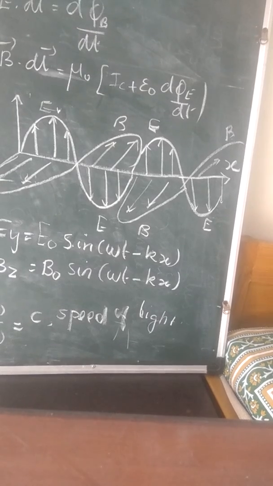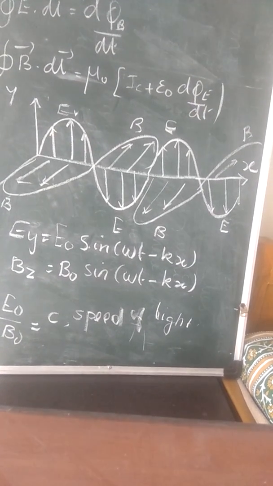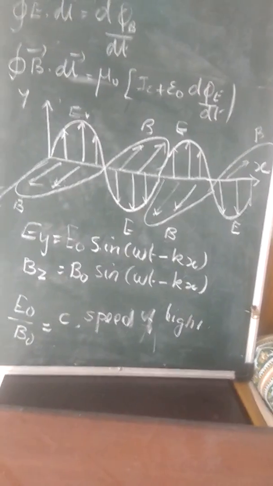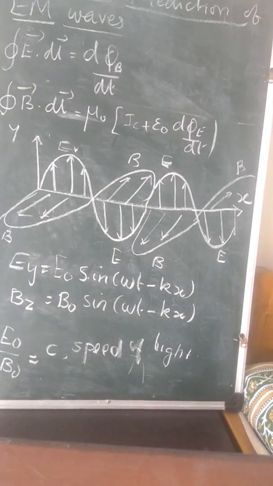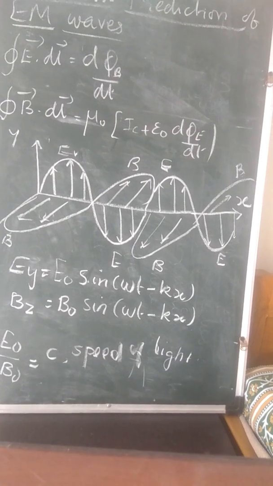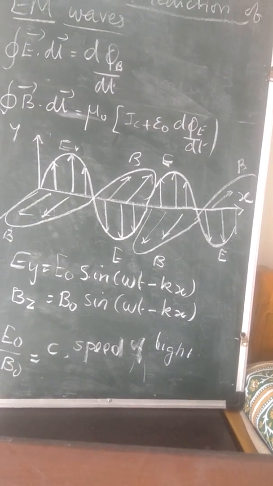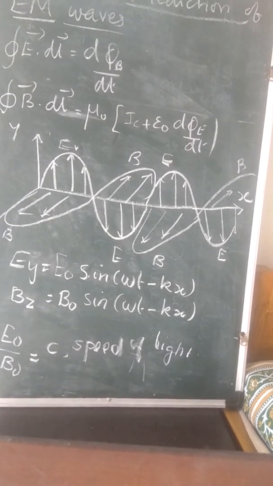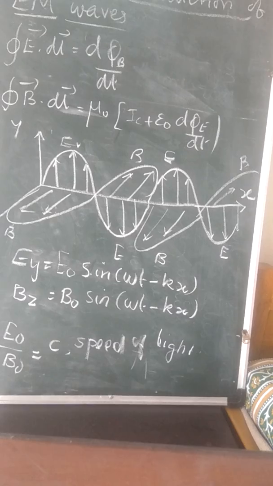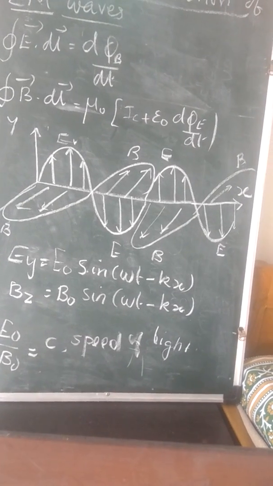You can see the diagram below. Usually when we draw the wave, what do we do? We draw only one wave, only the electric field wave. You can see two waves here. One is the electric field wave along the y-axis and the other one is the magnetic field along the z-axis.